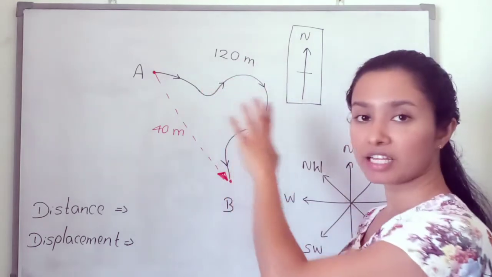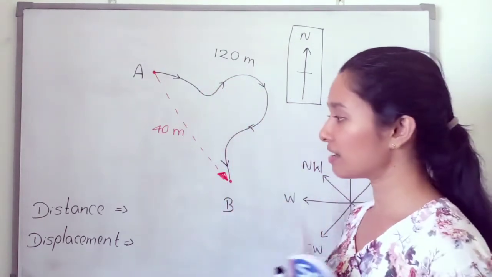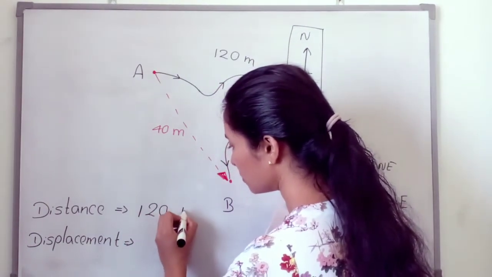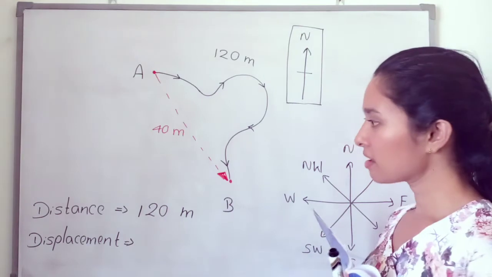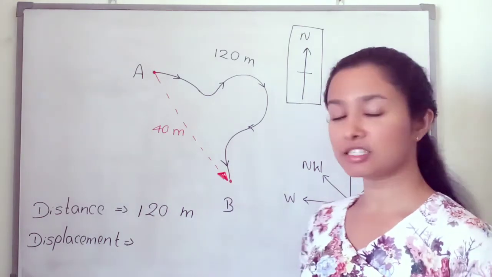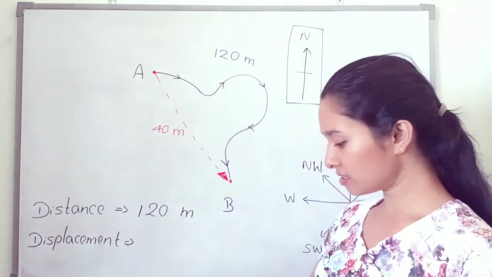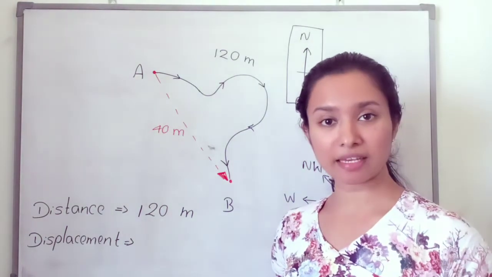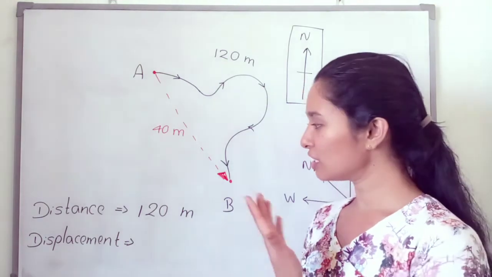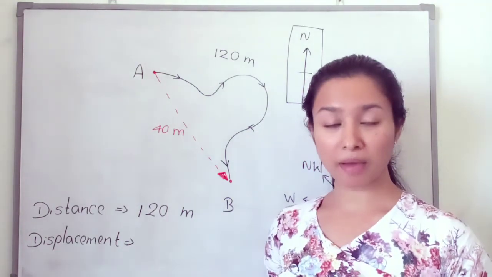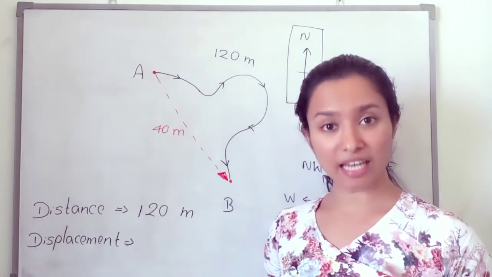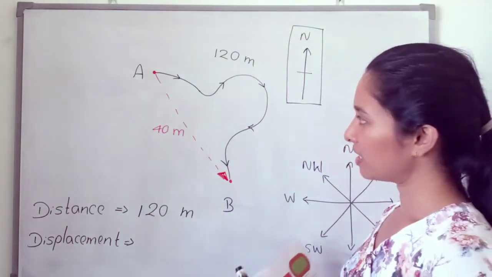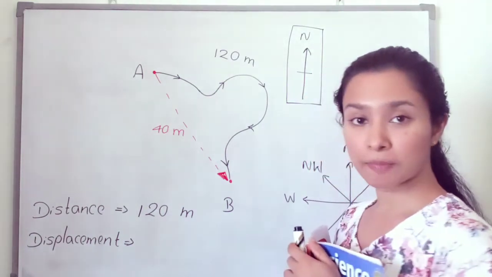So what is the distance? It is 120. They have mentioned the distance. So we can write 120 meters. When we are writing the distance and displacement, we can write the units. We can use meters, millimeters, centimeters, kilometers. We can use those units. But what is the international unit? The international unit is meters.